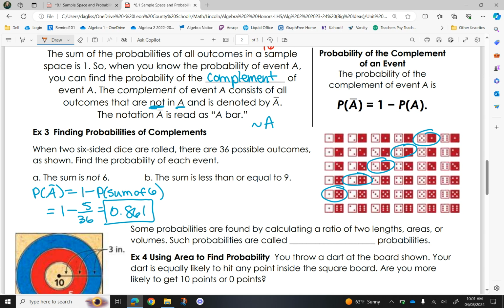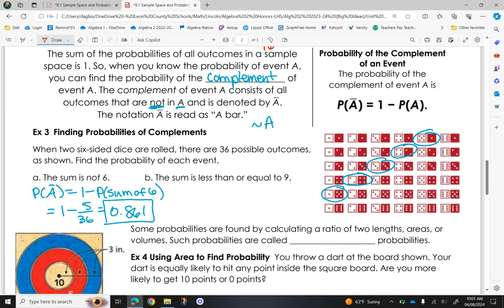Could you explain again what the A bar is? Complement. It's not A. The sum is not 6. What isn't A? Like, A is the event. So in this case, A is a sum of 6. A bar is not a sum of 6. Okay, that makes sense. And that's called the complement. Not something is the complement of something. Yep.